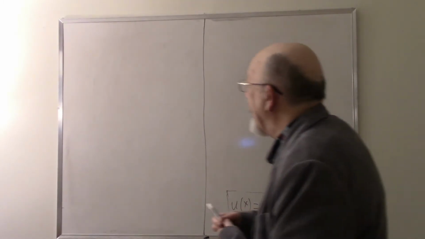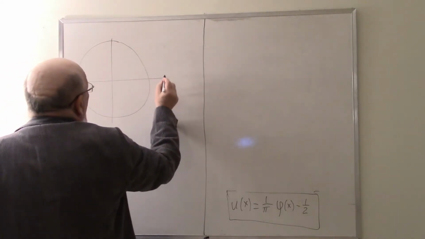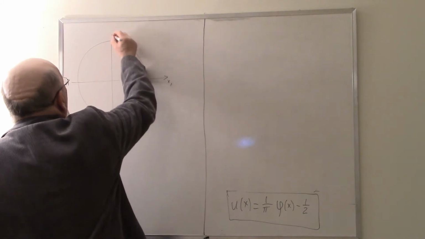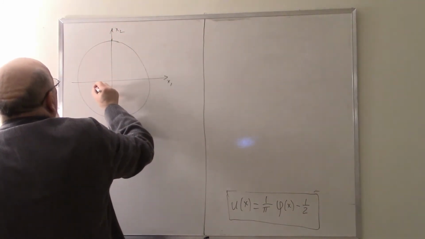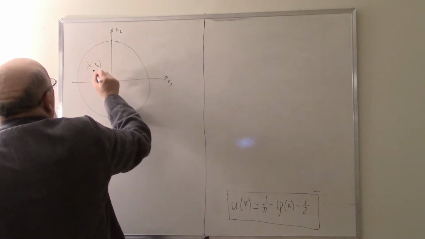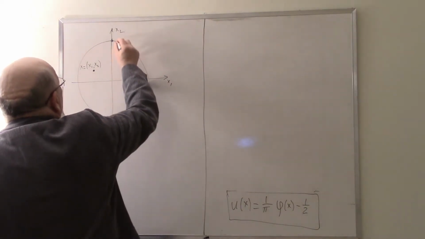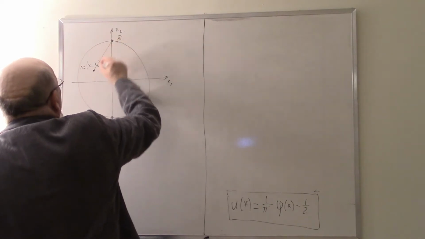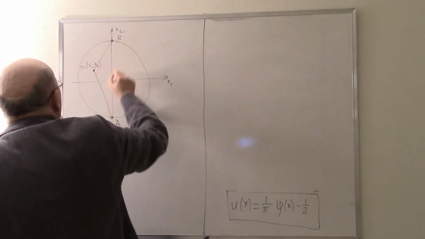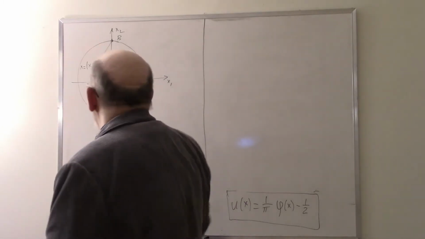Okay, now it remains to find some analytical expression for the function phi of x. It is x1, it is x2. Here is some point, say x1, x2. This is the point A, this is the point B. And we have to find the angle phi. Phi is this angle. Let me draw it in red.